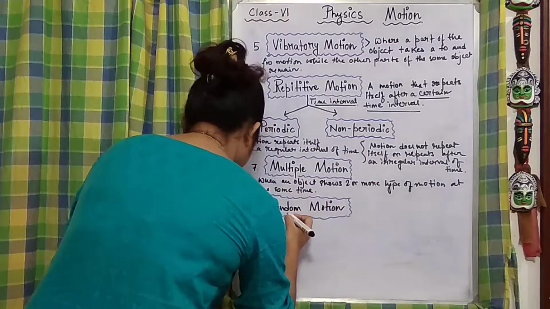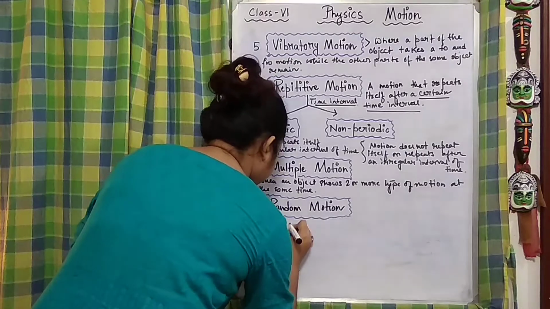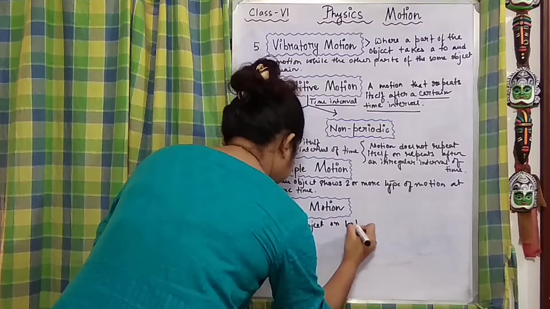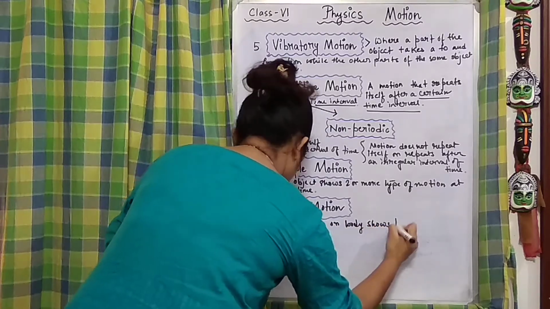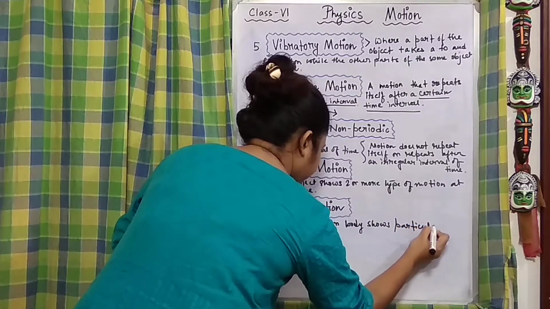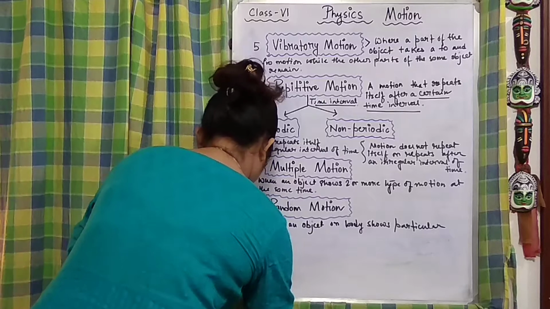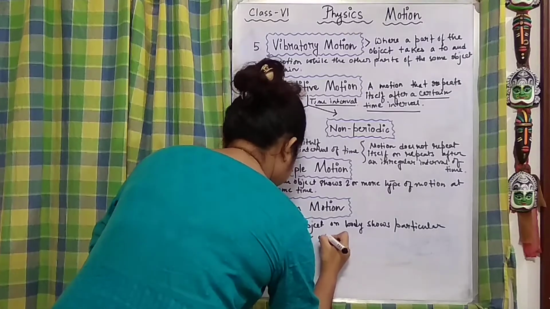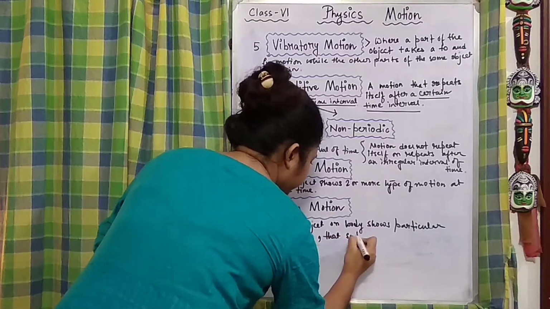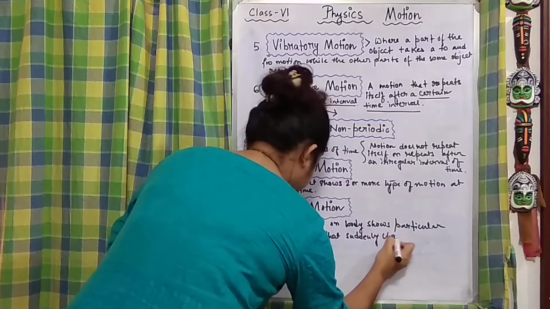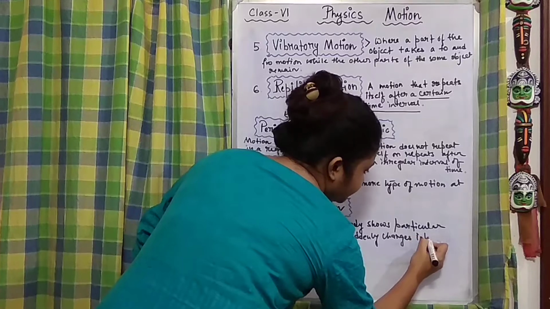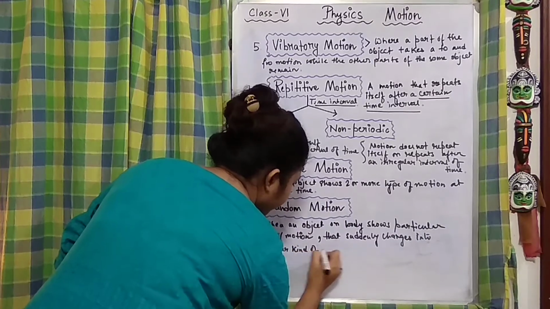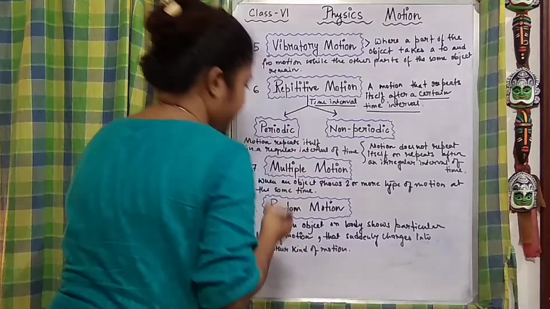So let's define it. When an object or body shows a particular type of motion that suddenly changes into another kind of motion. How is that possible?